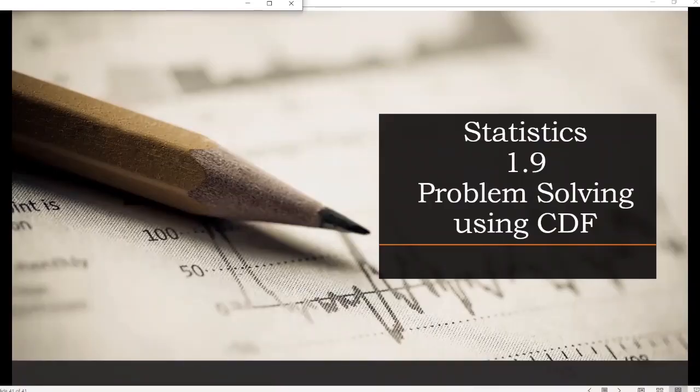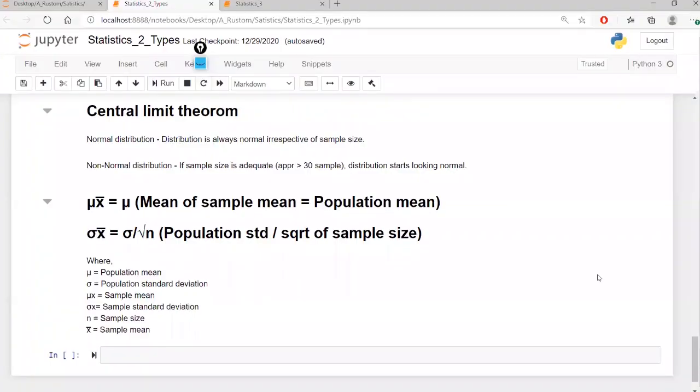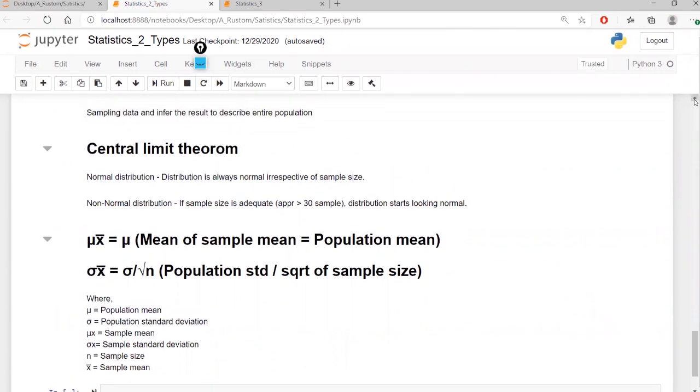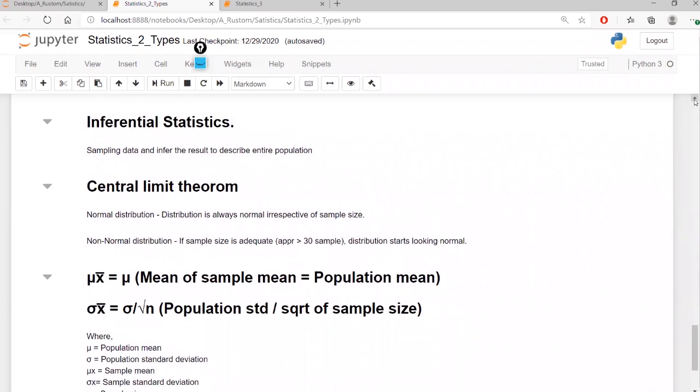Hello all. In this video, we'll try to see how we can solve a problem with the help of a CDF function. In the earlier video, we discussed inferential statistics and descriptive statistics, right? So let's understand some of the formulas and solve a few problems with the help of the central limit theorem.